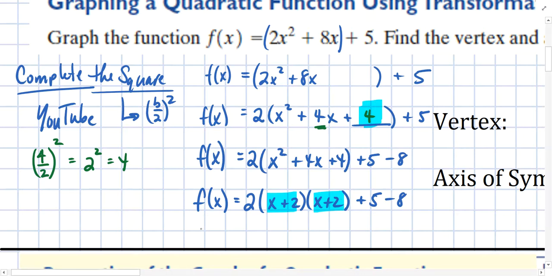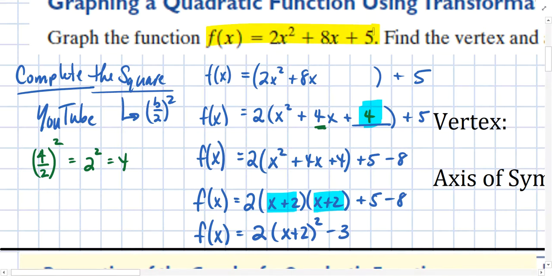When we have a pair of binomials that are the same, then we can rewrite this final expression this way: 2 times x plus 2 squared. Whatever this binomial pairing was, we can write that a single time, squared, and we can combine the two numeric values or constants at the end. 5 minus 8 is negative 3. And now what we've done is we've rewritten the original standard form of the equation into vertex form. These two are equivalent.